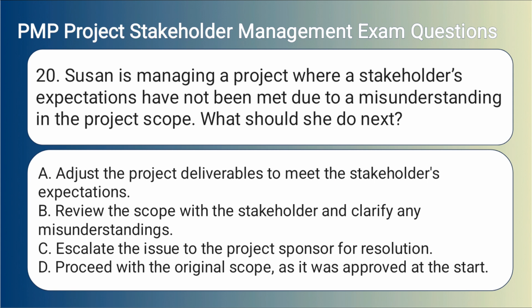20. Susan is managing a project where a stakeholder's expectations have not been met due to a misunderstanding in the project scope. What should she do next? A. Adjust the project deliverables to meet the stakeholder's expectations. B. Review the scope with the stakeholder and clarify any misunderstandings. C. Escalate the issue to the project sponsor for resolution. D. Proceed with the original scope, as it was approved at the start.